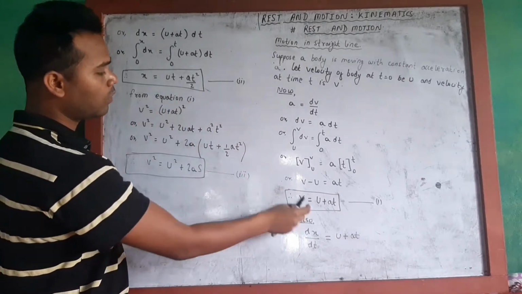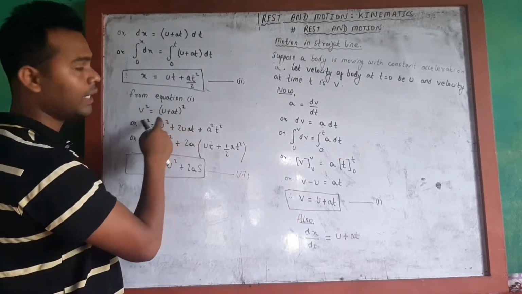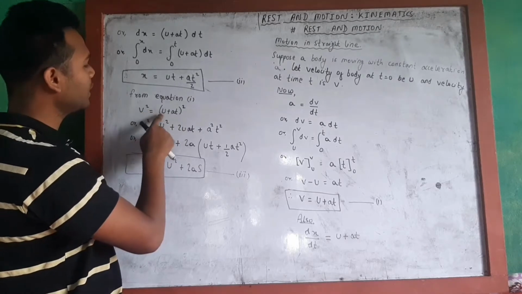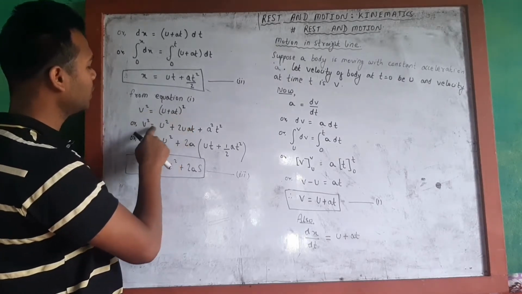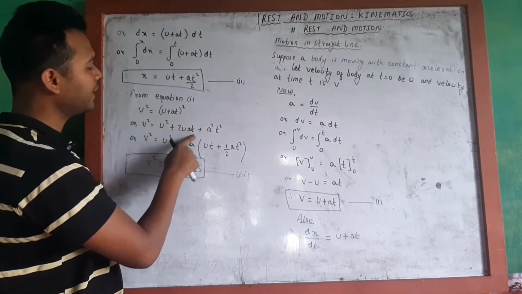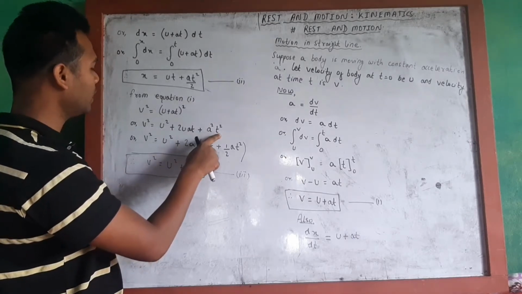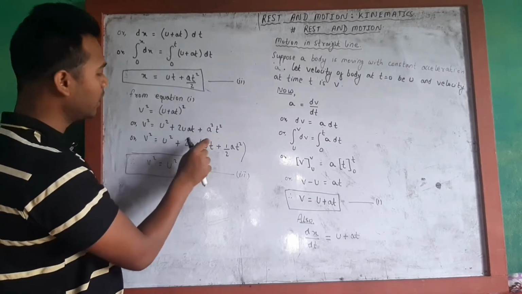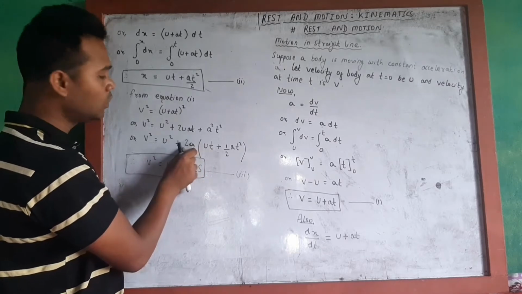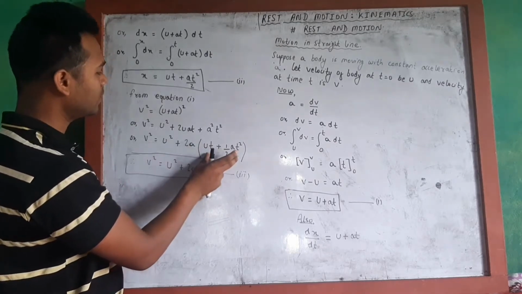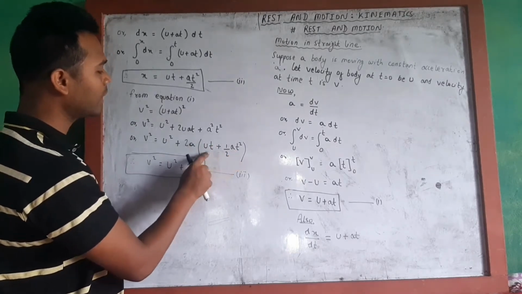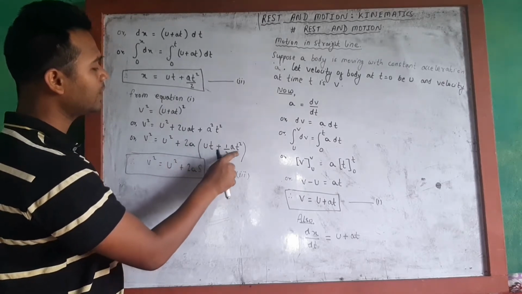And again, from the first equation of motion, if we square it, we get v square equals (u plus at) whole square, so v square equals u square plus 2uat plus a square t square. And from these two terms, if we take out the common 2a, then inside, after taking out the common factor, we will get ut plus half at square.